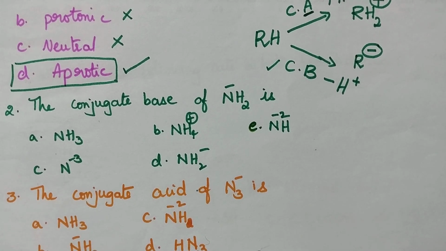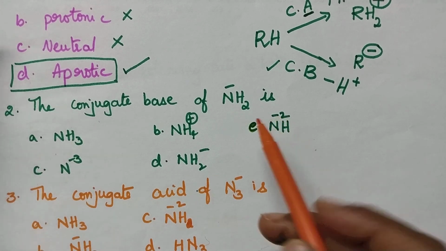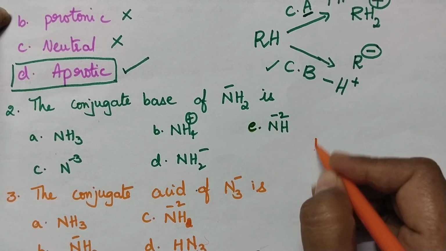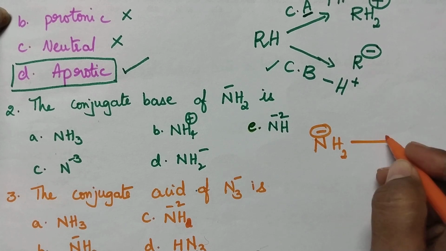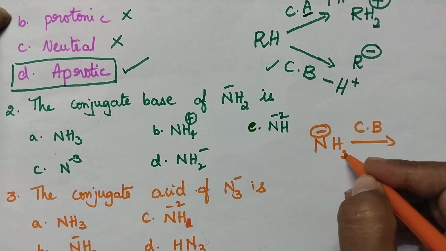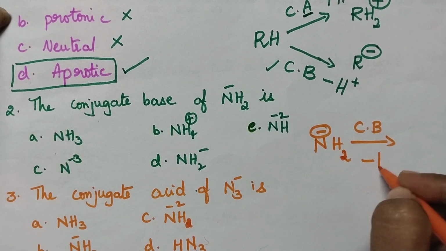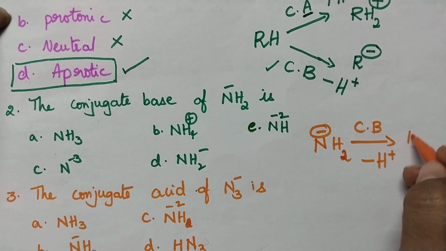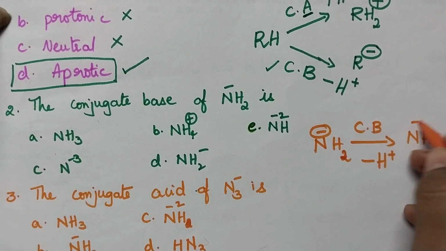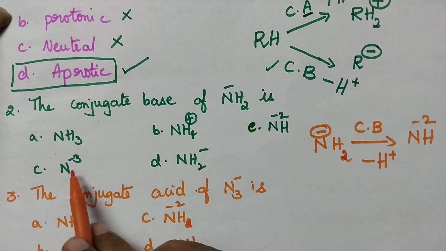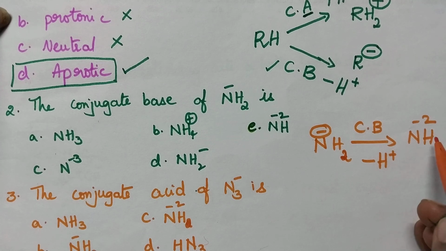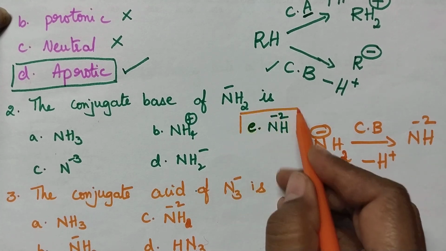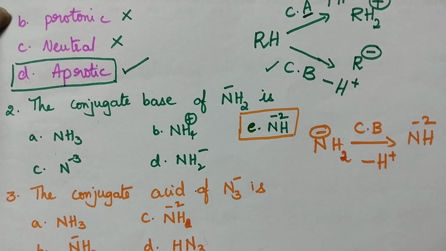The conjugate base of NH2 minus is. So here what is the given compound? NH2 minus. And you are supposed to write the conjugate base. Conjugate base means we have to remove a proton. That means it becomes NH2 minus 2, so in the given options, it is option E, NH minus 2.